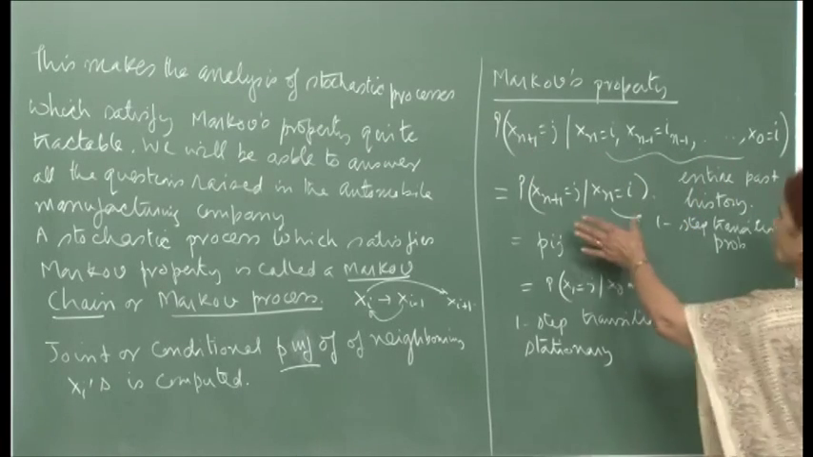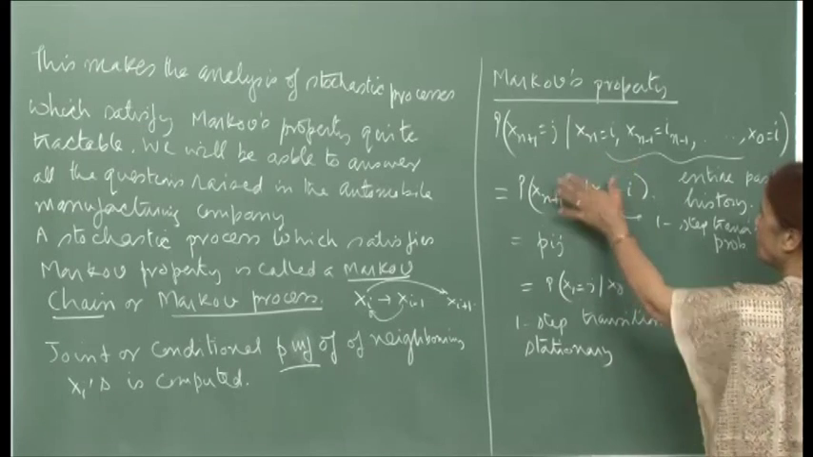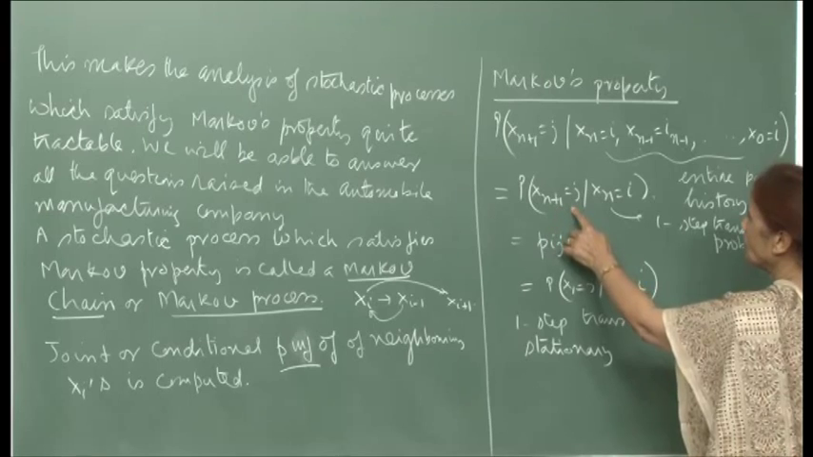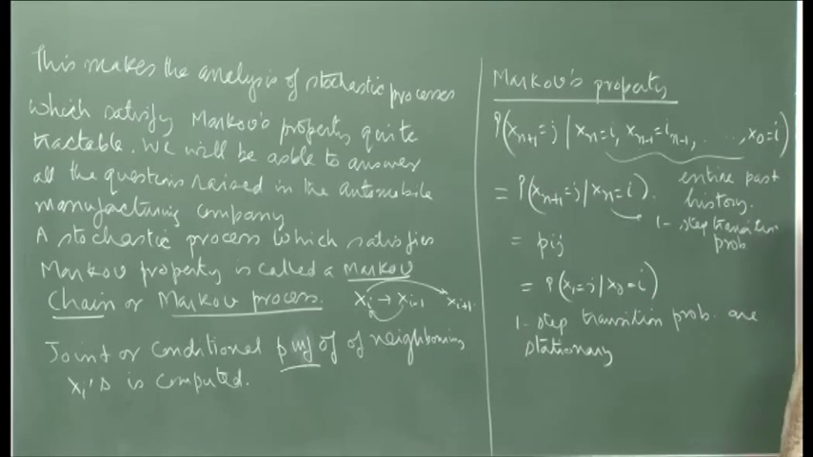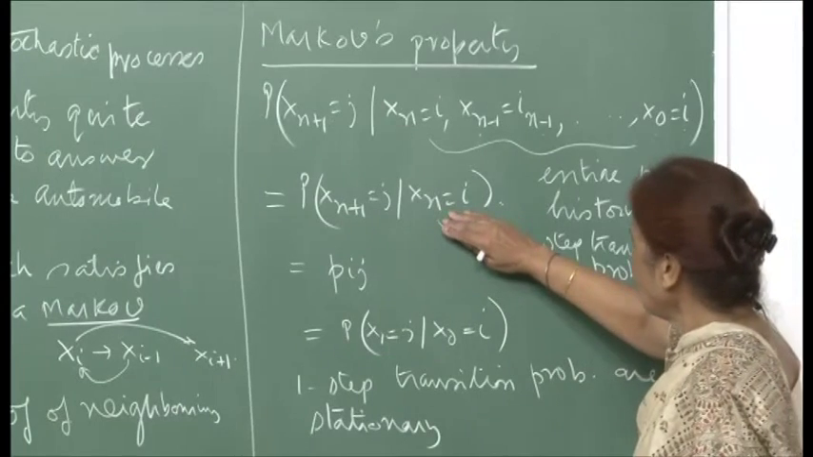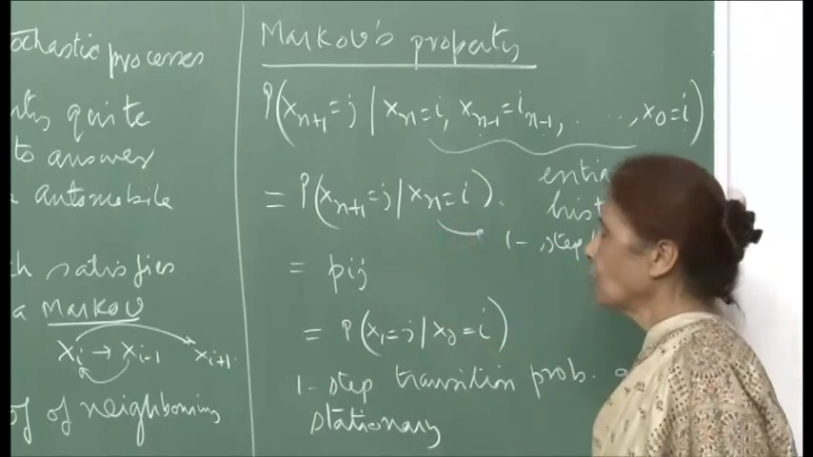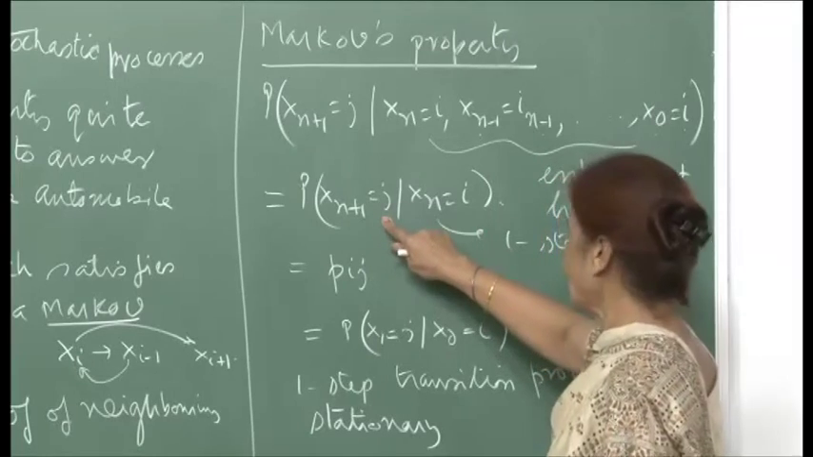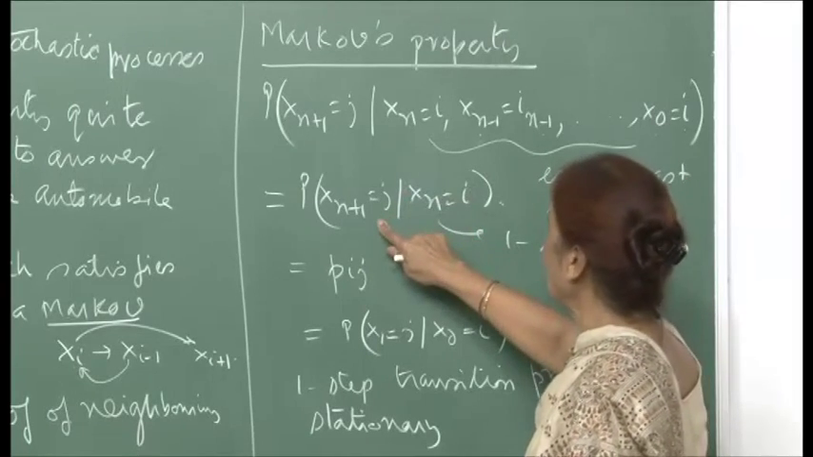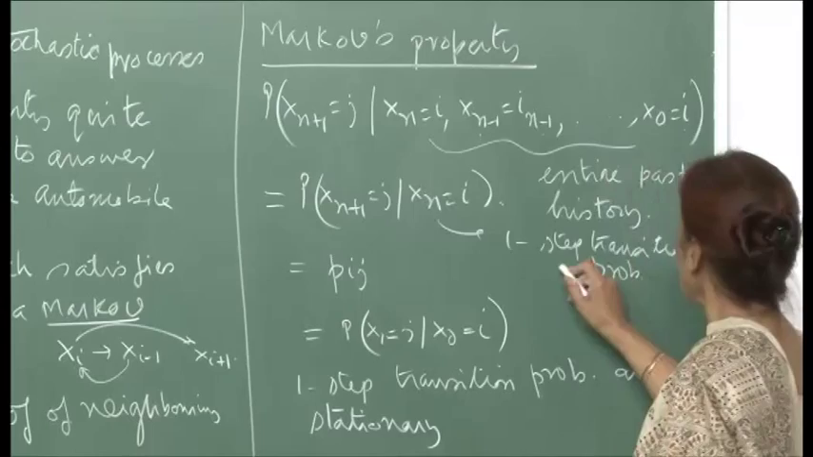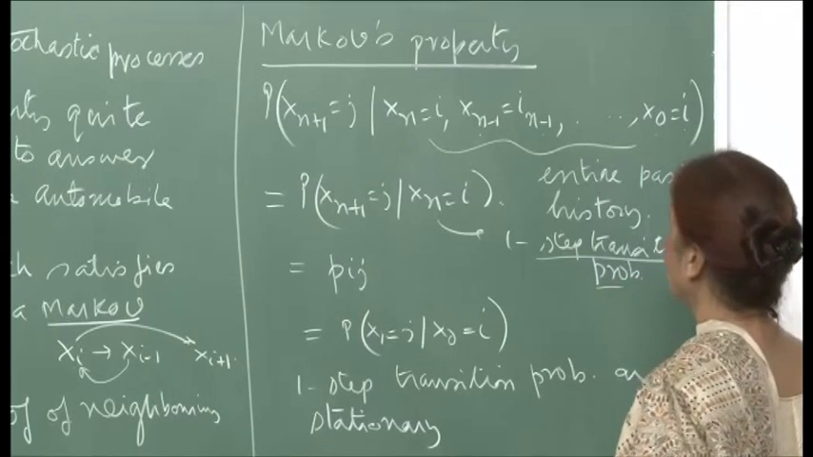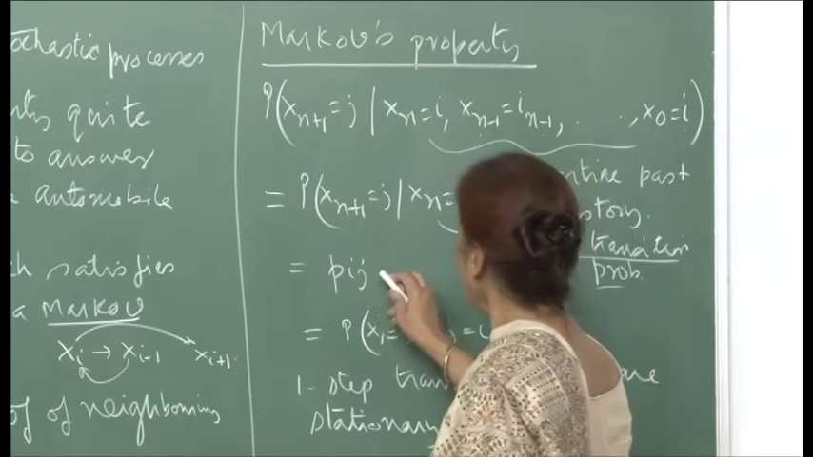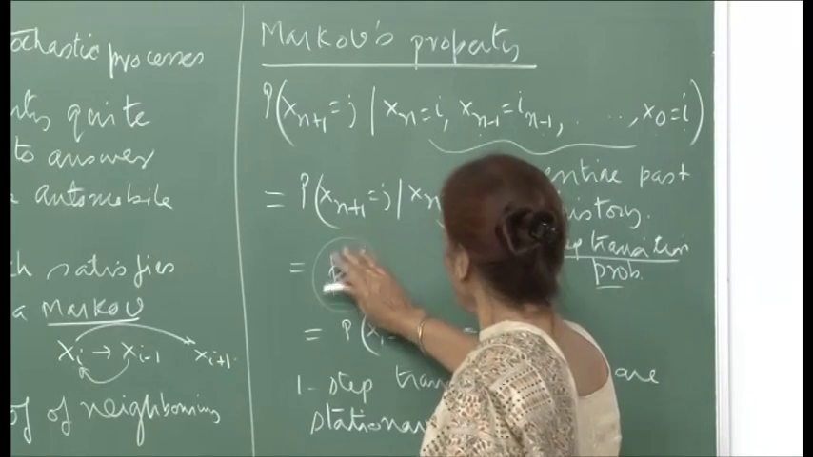But Markov's property simplifies it and says that this whole thing is equal to the probability that x n plus 1 equals j, given that x n is i. So, the current state of the system helps you determine, with some probability, where the system will be in the next time period. These are known as one step transition probabilities, and we will call them Pij.